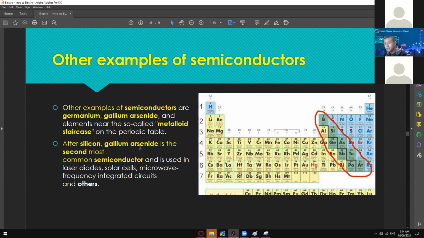Anyway, after silicon, gallium arsenide is the second most common semiconductor and is used in laser diodes, solar cells, microwave frequency integrated circuits, and others. We could say that 70% of the semiconductors are silicon and 20% are gallium arsenide. Or you could even say 15%, and the remaining 15% are germanium. So they have their own special usage, like gallium arsenide, the second most common semiconductor used in those kinds of technology.